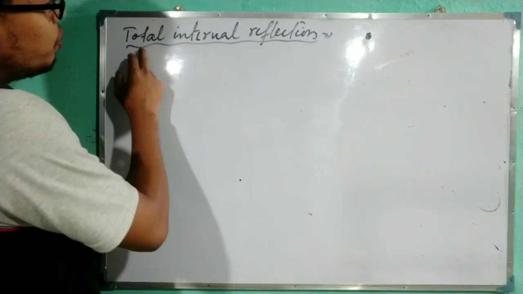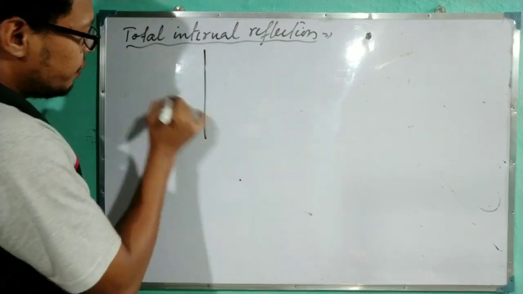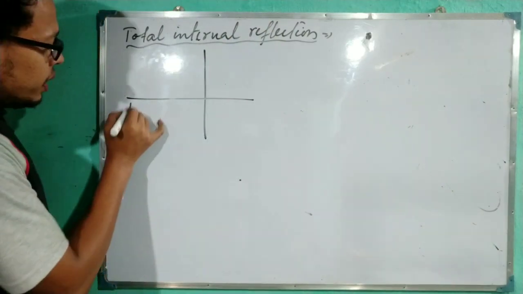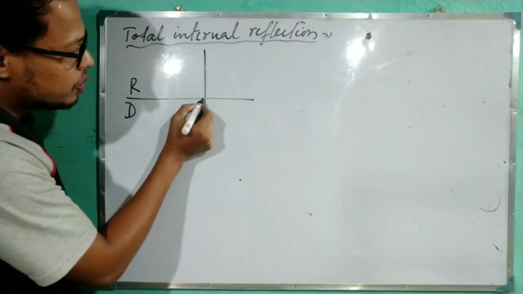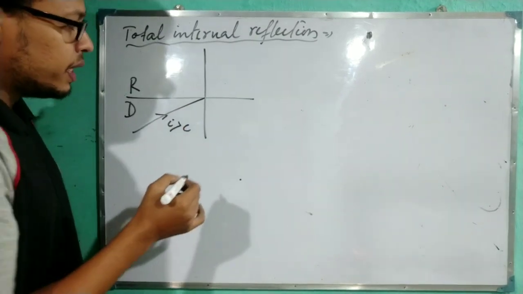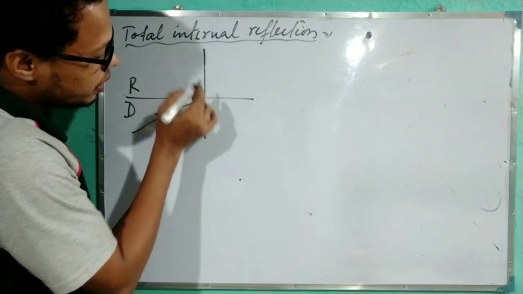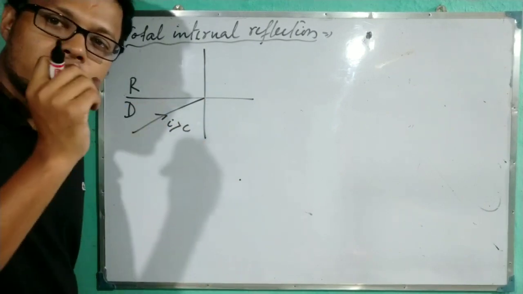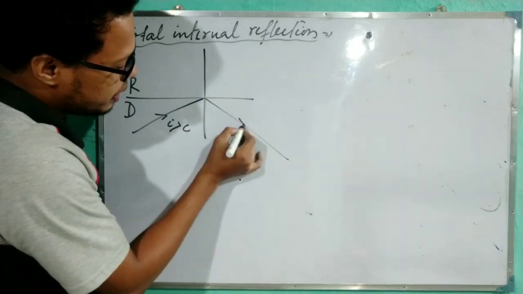Now, about total internal reflection, which I explained by the diagram, I am telling the definition. When the ray goes from a denser to a rarer medium, and the angle is greater than the critical angle, there is no refracted ray obtained. All the rays are reflected back into the same medium. That phenomenon is called total internal reflection.